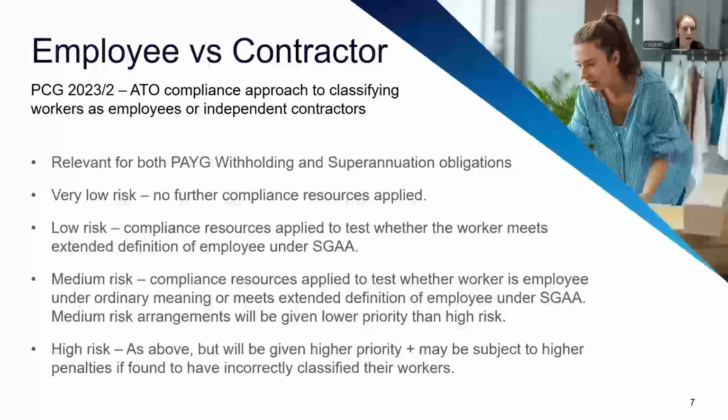If you're in the low risk category, then compliance resources may be applied to test whether the worker meets the extended definition of employee under the Super Guarantee Act, but not for PAYG withholding purposes. If you're in the medium risk category, then compliance resources will be applied to test whether the worker is an employee under the ordinary meaning, and also whether they meet the extended definition of an employee under the Super Guarantee Act. However, the medium risk arrangements will be given lower priority than the high risk. So high risk is essentially the same. There's going to be compliance resources dedicated, but you're more likely to get pinged if you're in the high risk category. They're going to have a higher priority, and also you may be subject to higher penalties if you're found to have incorrectly classified your workers and you're in this high risk zone.